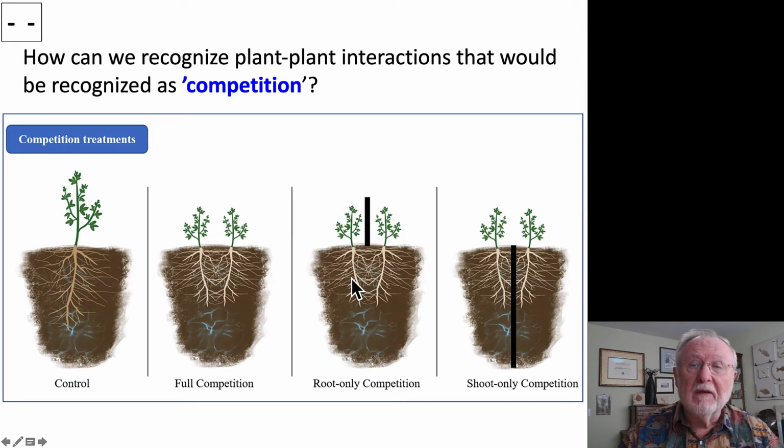Or we might think of the alternative, looking at shoot-only competition by putting a dividing plate in so that the roots are not interacting with each other. So it's possible in plant systems to dissect the nature of competition into root competition or shoot competition, or both.